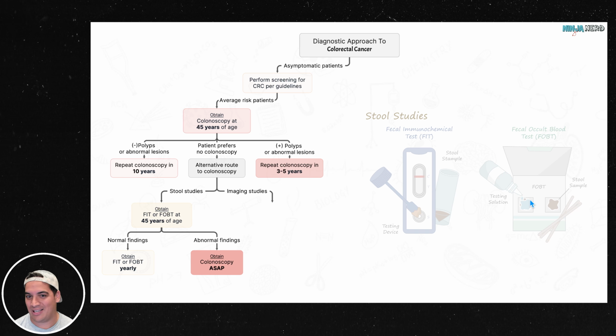Flexible sigmoidoscopy is another one. You can sometimes do that. Sometimes there's options to do flexible sigmoidoscopies and a FIT test, and you can do that like every 5 years. But oftentimes the one that we're starting to see now is CT colonographies. So CT colonographies you can do at the age of 45 as well.